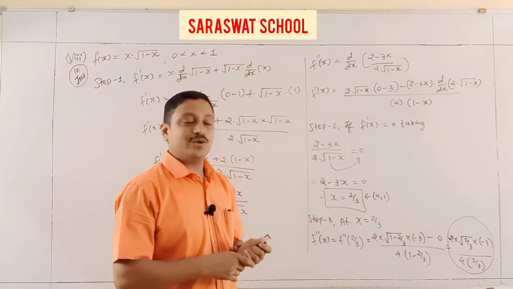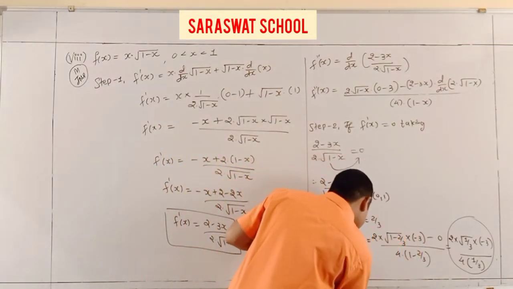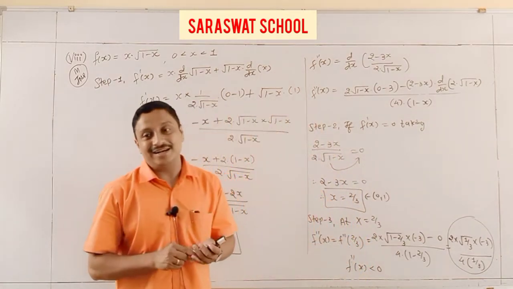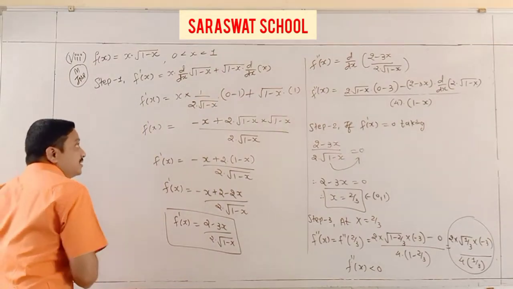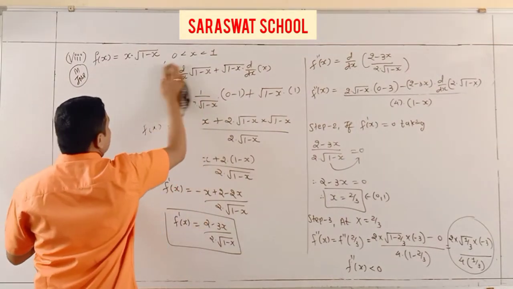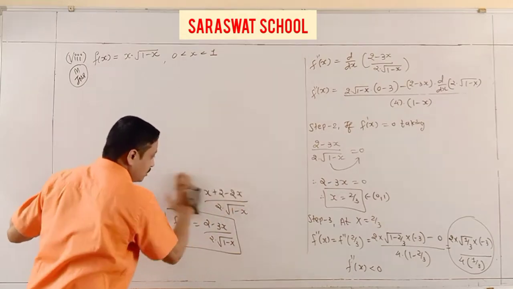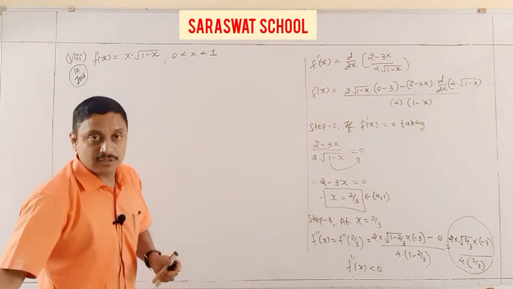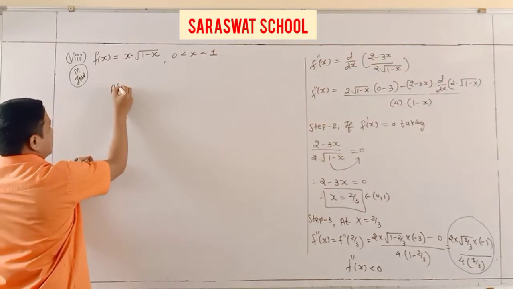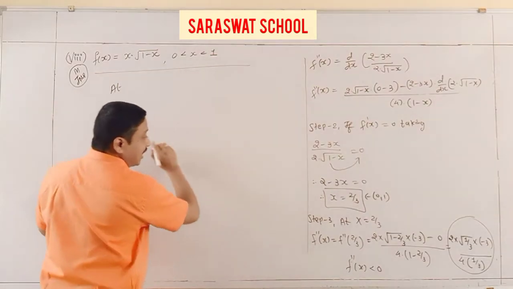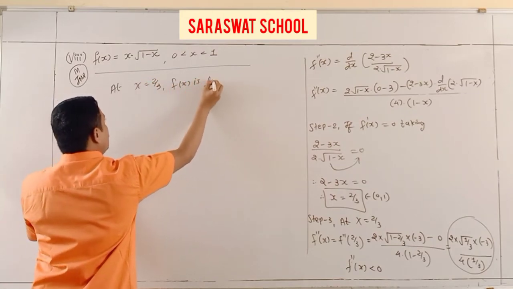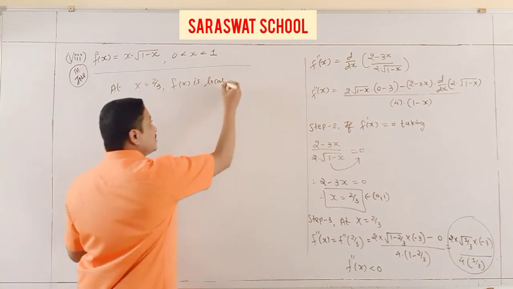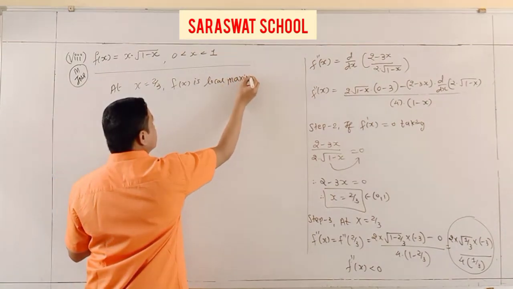So students, you can write down here f double dash x is less than 0. So after that I show my answer. It is a local minimum or maximum? Less than 0 means maximum. Yes, students. So after that, I go one more step in checking values. So after that you write down at x is equal to 2/3, f x is local. What? f double dash x is less than 0 means local maximum.